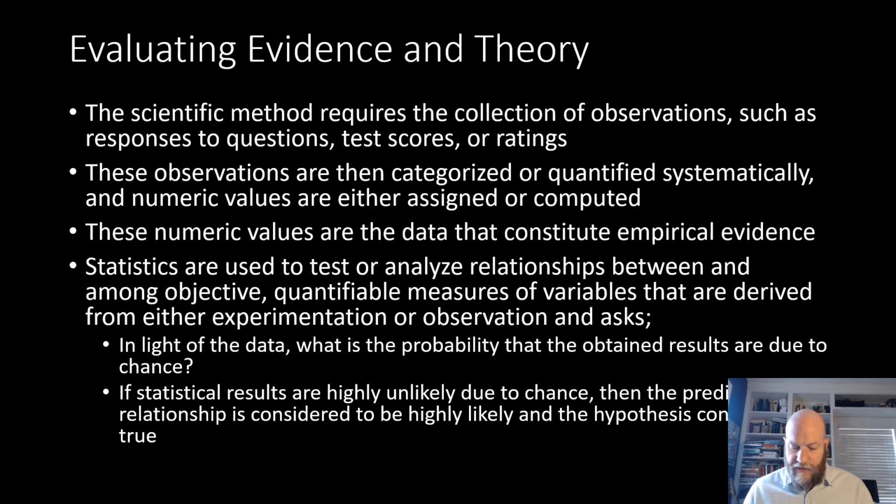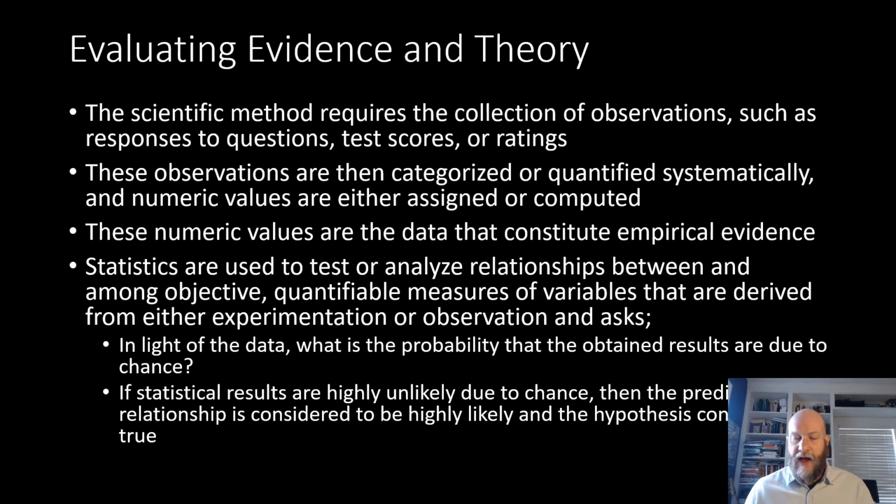So, how do we evaluate evidence and theory in the scientific method? That's an important question, right? This is an epistemological question. How do we come to know things? Part of what's required in the scientific method is that we collect observations of some type. The word observation is being used very vaguely here, right? It's very general: responses to questions, test scores, ratings, performances on a certain measure, reaction time, whatever it is we're looking at, right? We have to look at that collection of observations.